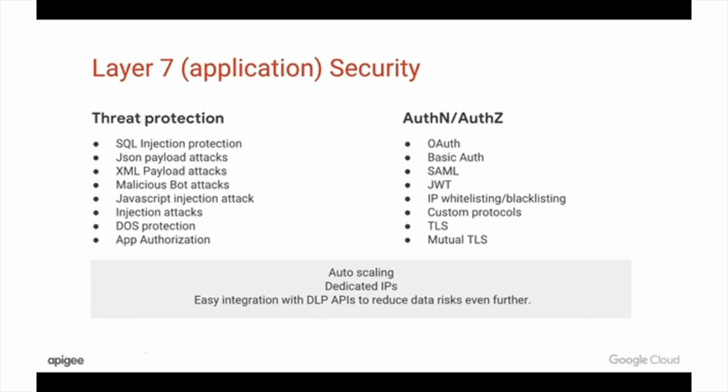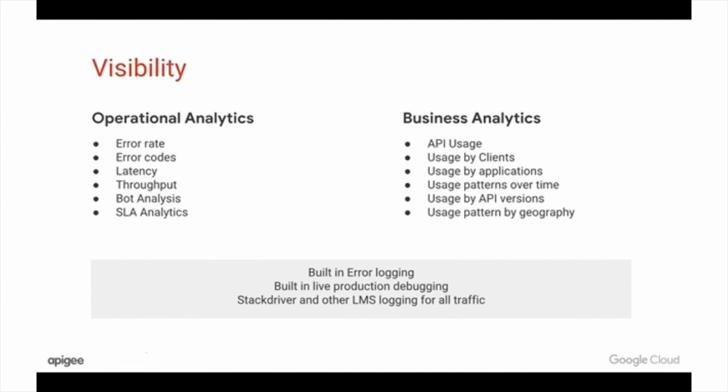Visibility, operational analytics, this is where you can see, as you are migrating or planning to migrate, how the error rates are varying, how the latencies are varying, what's the throughput between that on-prem versus the microservice, to business analytics, which will actually help you decide on how to migrate or when to migrate, right? You will know which clients are using which applications, which versions of the applications, when are they using them, how it is varying by API versions, by geography, how the usage patterns differ over time, and this helps you essentially decide when and how to migrate.